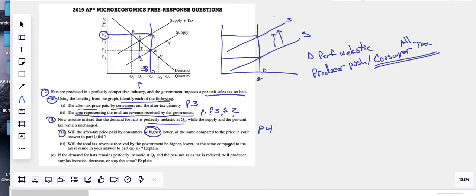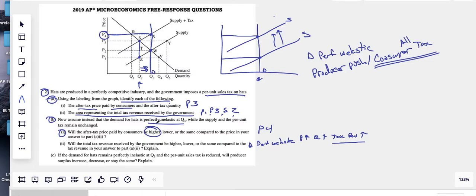So we would explain that as demand is perfectly inelastic, price increased, quantity increased, tax revenue for the government increased and went up. And you'd write that out a little bit better. Don't use arrows.